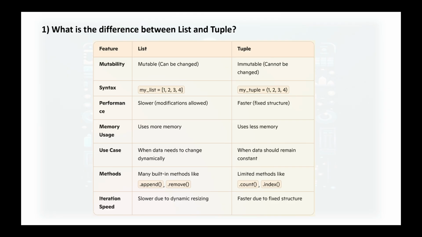Considering mutability, a list is mutable, meaning we can change, add, remove, or modify its elements after it is created. This makes lists useful when working with dynamic datasets where updates are required.